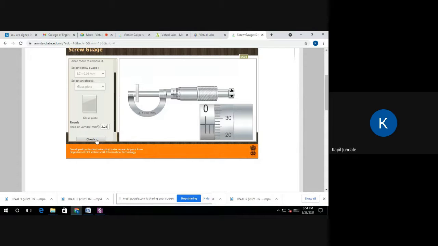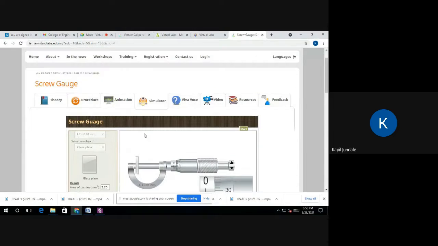Try again, just calculate. The main scale reading, our pitch scale reading, is 2, plus circular scale reading. The circular reading is 25 into the least count of that one. The least count is 0.01, and you can calculate and write it.